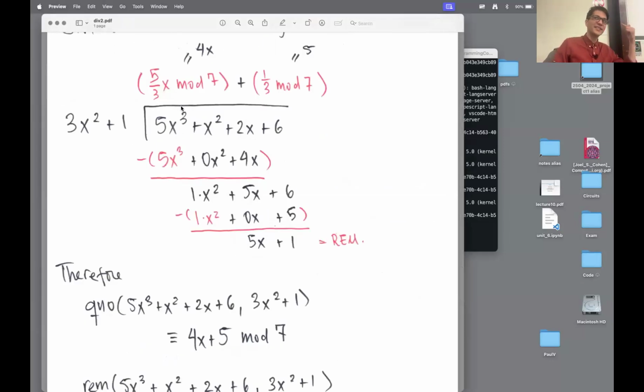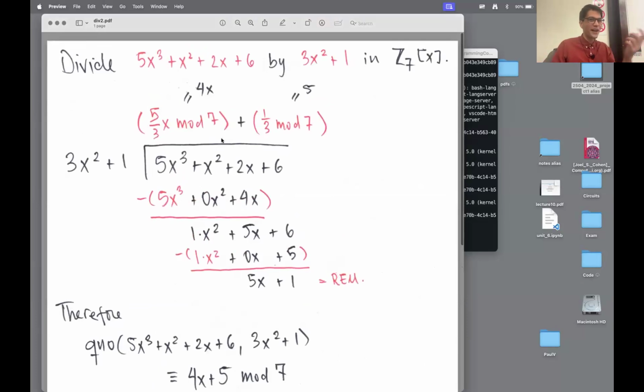And we're going to do that in a different setting. That one I designed in such a way that all the divisions were clean. This one I did in such a way where the divisions aren't clean, but it shouldn't matter to us because the computer is handling this. So we just have to implement it properly. Okay, so I want to divide 5x cubed plus x squared plus 2x plus 6 by 3x squared plus 1.